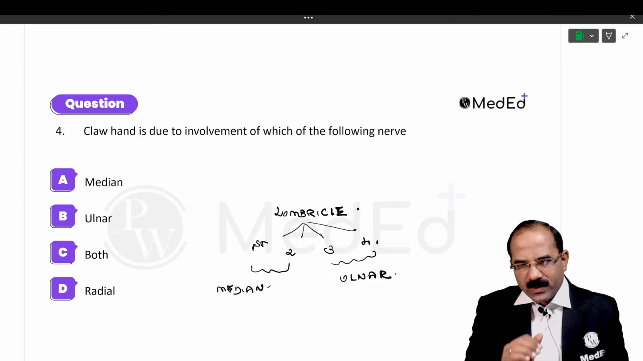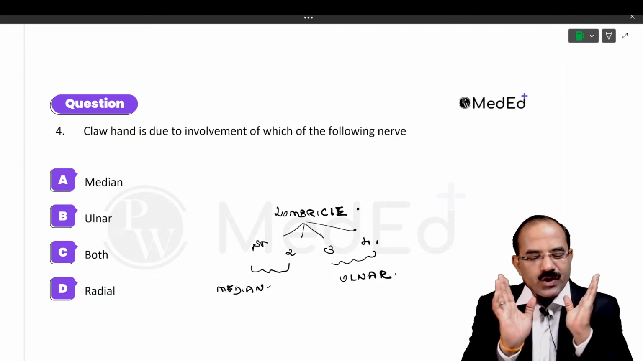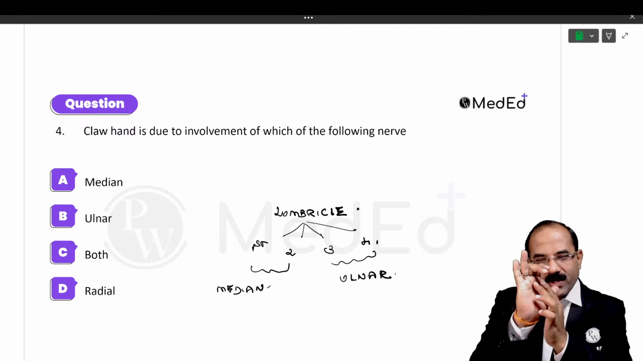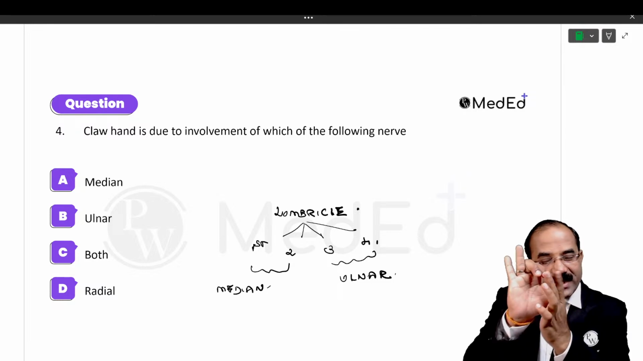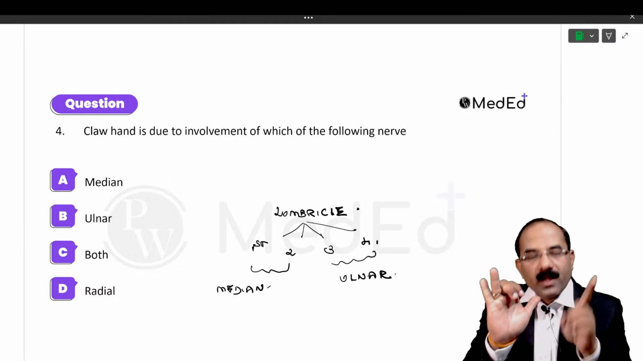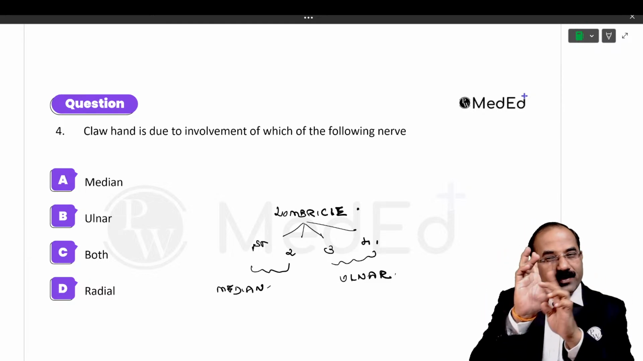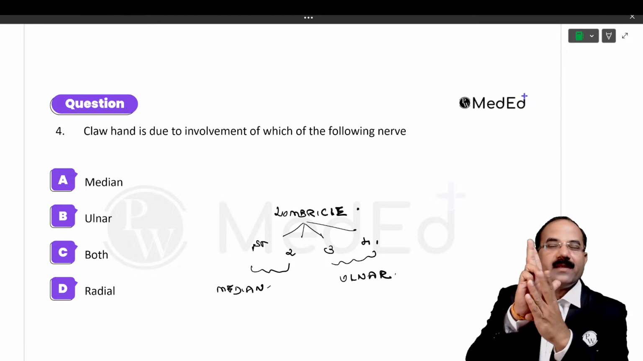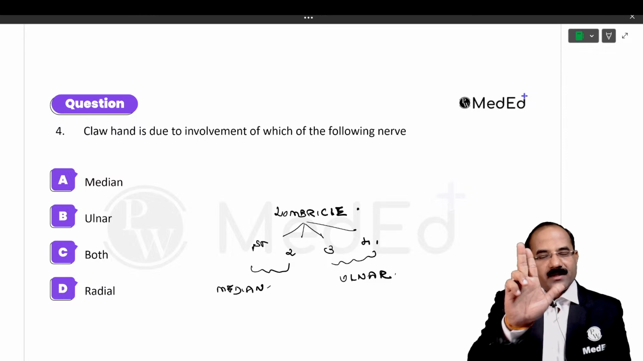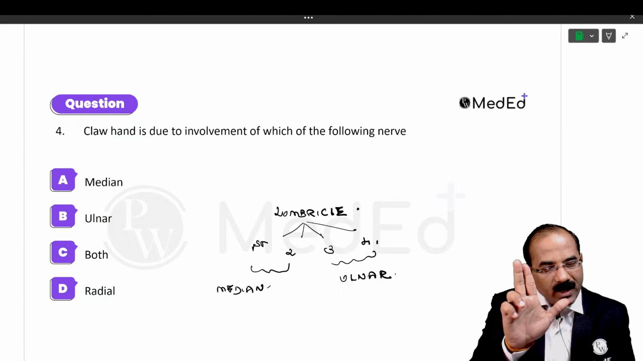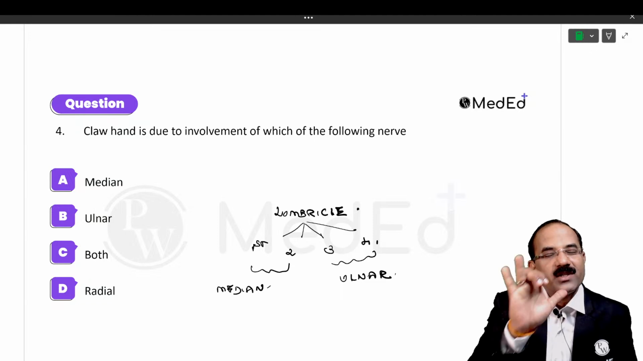So now tell me students, if the median nerve is injured, how many lumbricals are paralyzed? The first 2 lumbricals are paralyzed. You get a claw hand of the index finger and the middle finger. If the ulnar nerve is injured, then the third and the fourth lumbricals are paralyzed. You get a claw hand of ring finger and little finger. This is known as partial claw hand, which we call ulnar claw hand, and this is what we call a median claw hand.